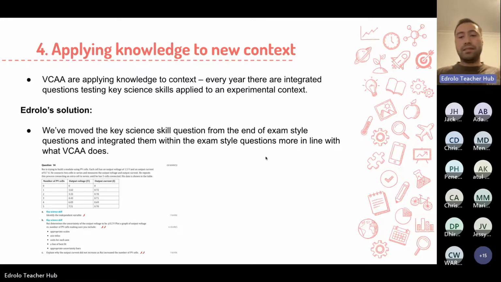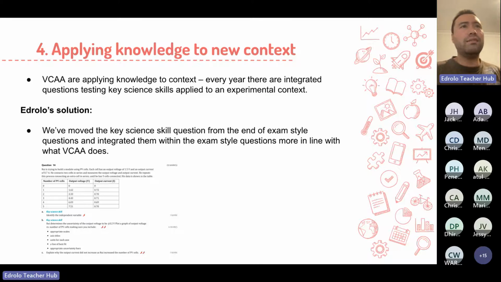All right. So, applying knowledge to new context. Increasingly, if people have been reading previous examiners' reports, VCAA are focusing on applying knowledge to new context. Every year, there are integrated questions testing key science skills applied to an experimental context. So they're really trying to crack down on students just writing things from their cheat sheet. Most of the questions are now about how that is applied to the context in the question.